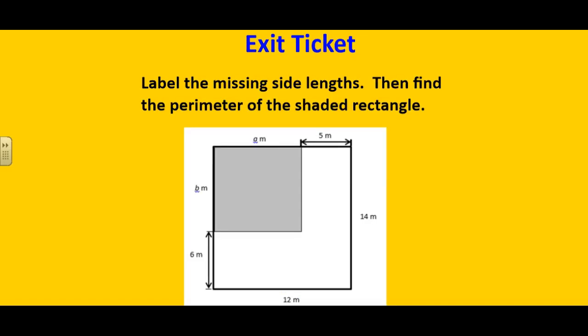Okay, so now you're ready for the exit ticket. This one right here, you're once again finding the perimeter of this shaded figure, just like we did on that last problem in the problem set. So you can always look back at that to help you figure out what you're going to do here. So once you have this done, you may bring it to me.